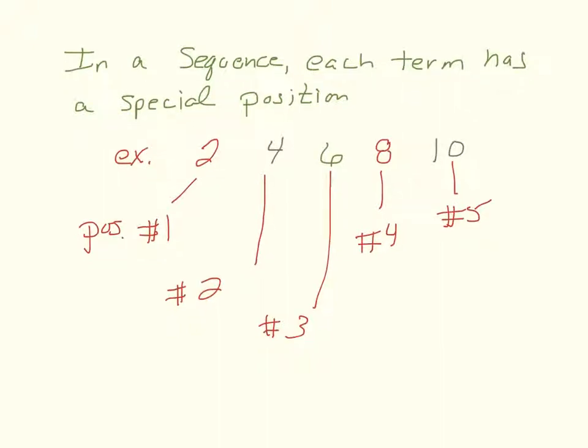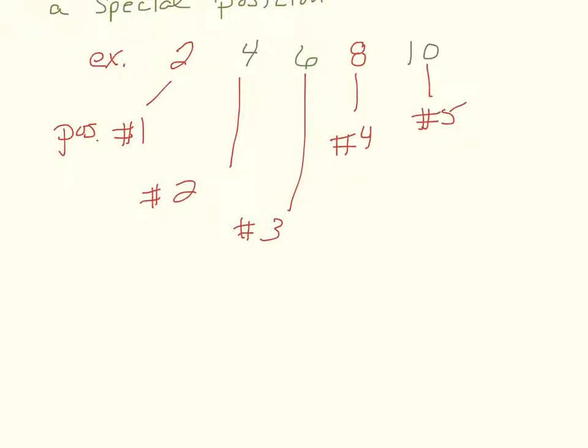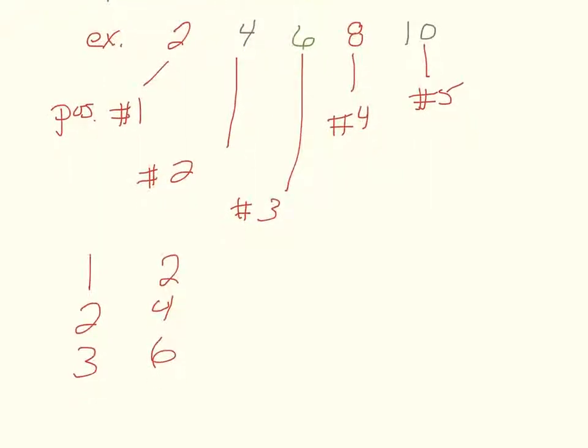So if I were to go ahead and rewrite these, I would have position 1 would equal 2, position 2 would equal 4, position 3 would equal 6, position 4 would equal 8, and position 5 would equal 10. Okay, and I can go ahead and keep this table, but I can just do this right here.